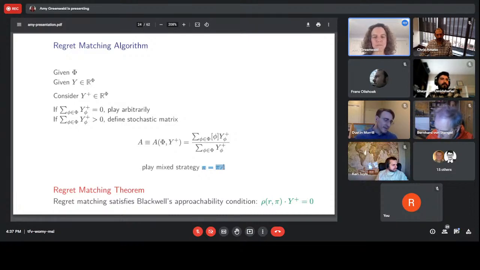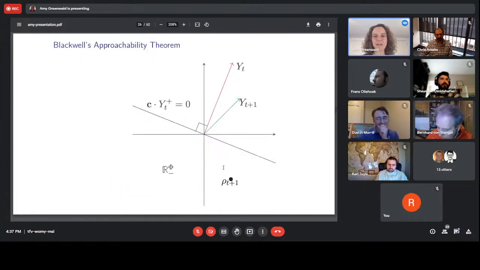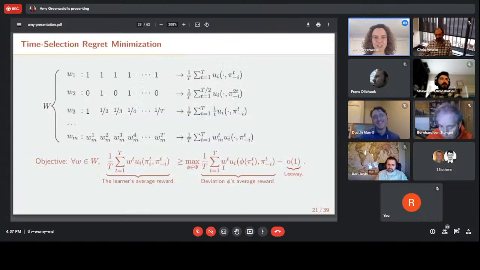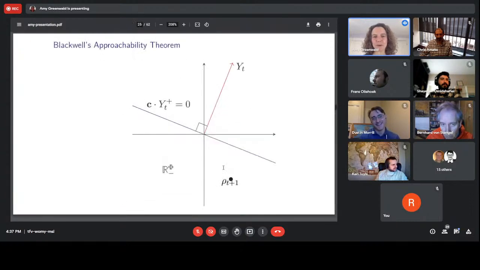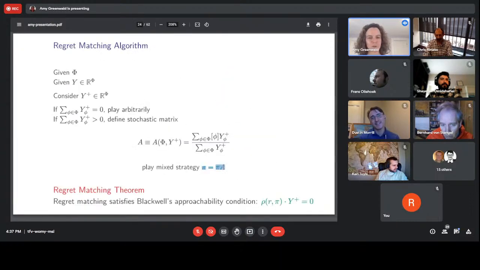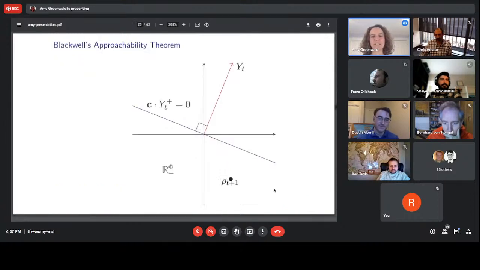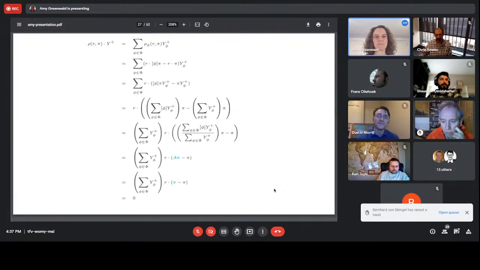normal form games. I actually think I had better skip the proof of regret matching in the interest of time, but I will just tell you that it minimizes regret. The key is Blackwell's approachability condition. And basically by choosing this fixed point, we can satisfy the condition required to minimize regret. Okay, great.